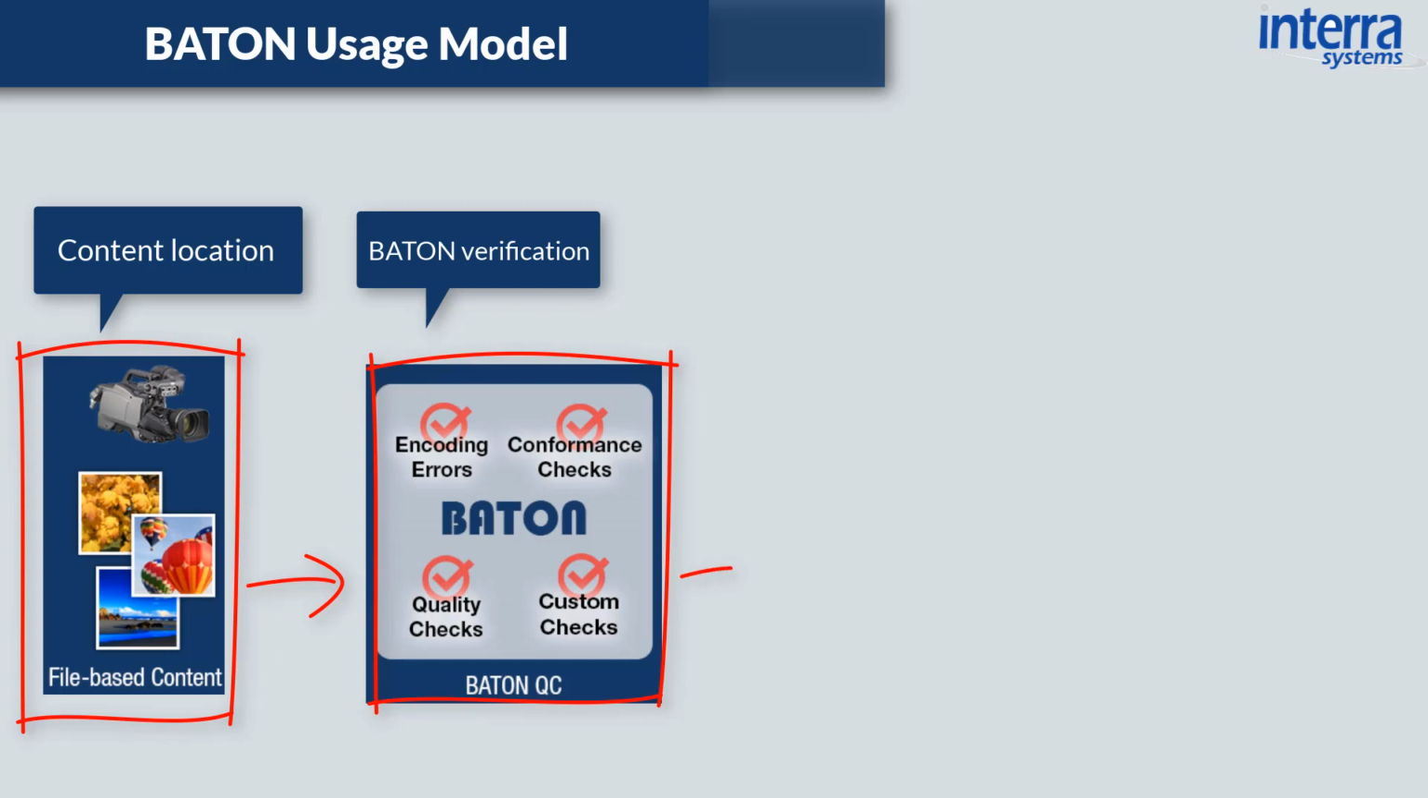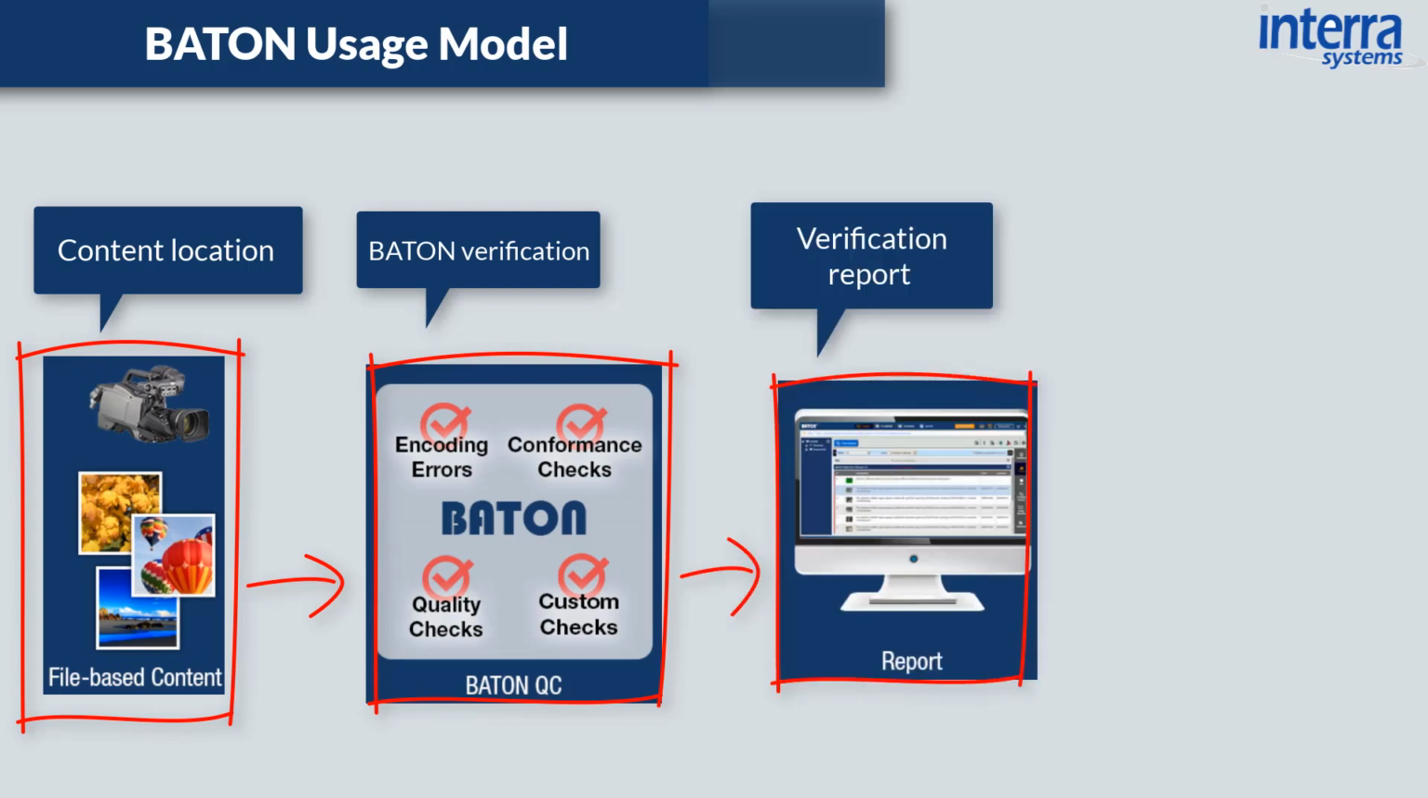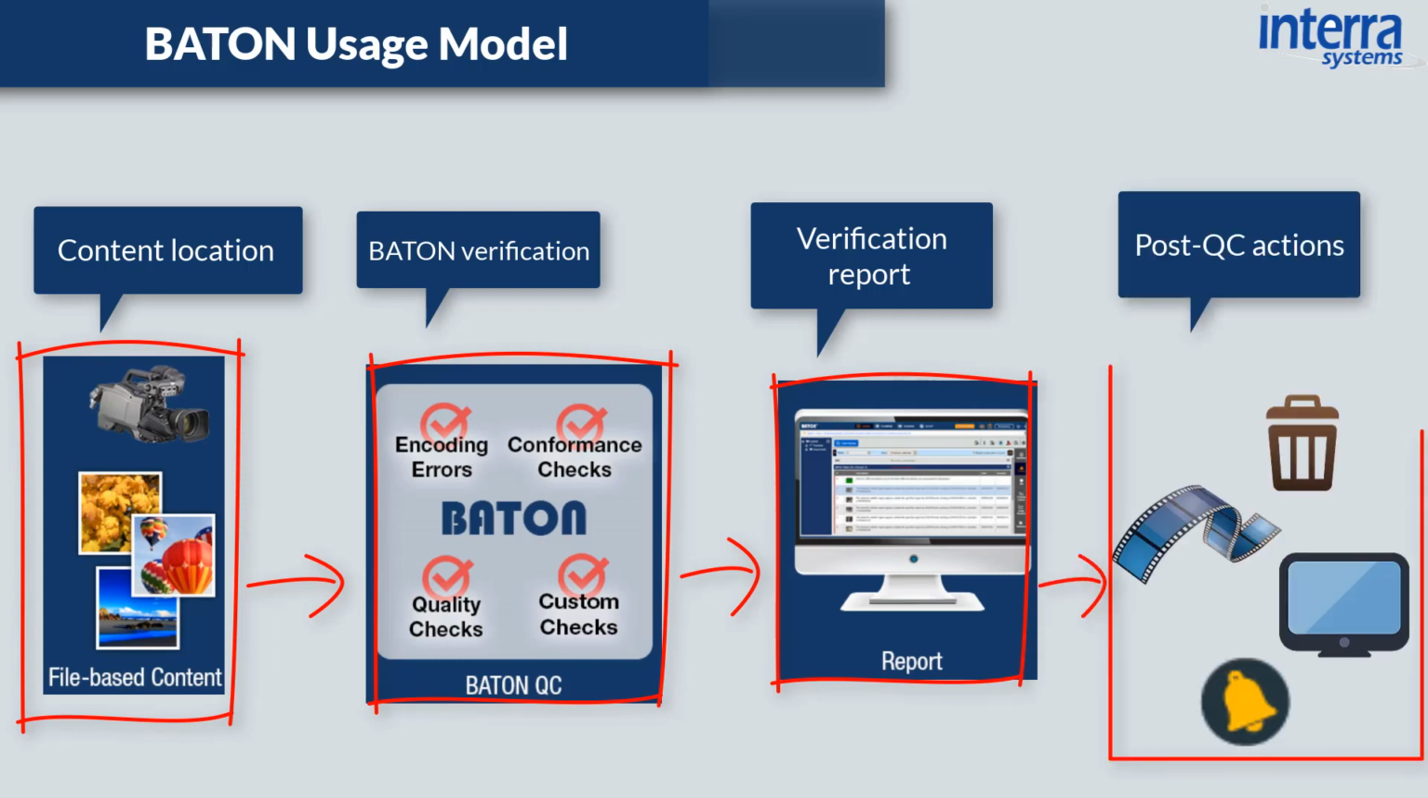Once the verification of media file is complete, BATON generates a verification report about all the errors and warnings in the media file. In addition, BATON performs post-QC actions, such as sending the file with errors to the quarantine folder and the file with no errors to the playout folder, and sending files for correction to BATON Content Corrector, BCC, and sending alerts to concerned people about errors and warnings in the media file.